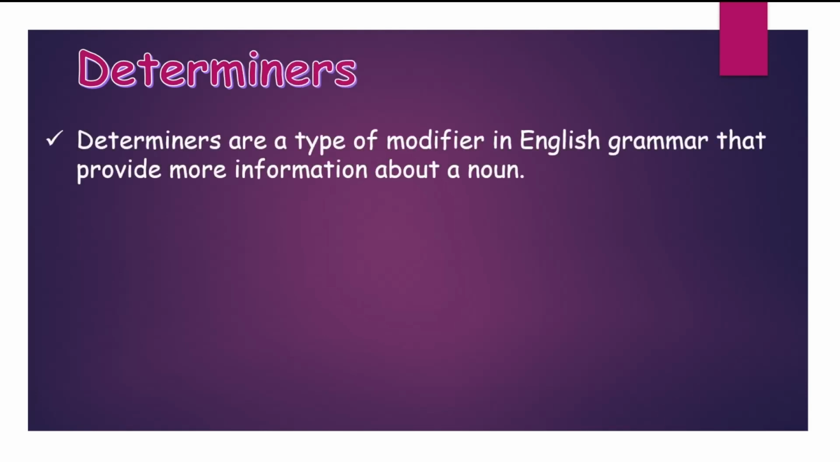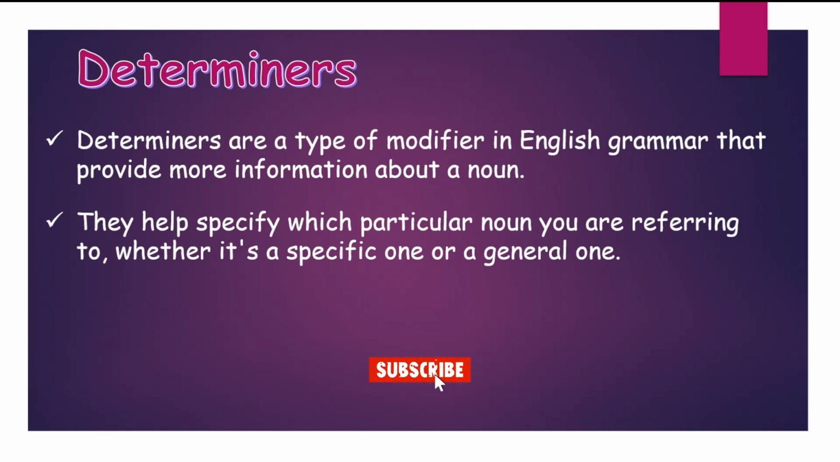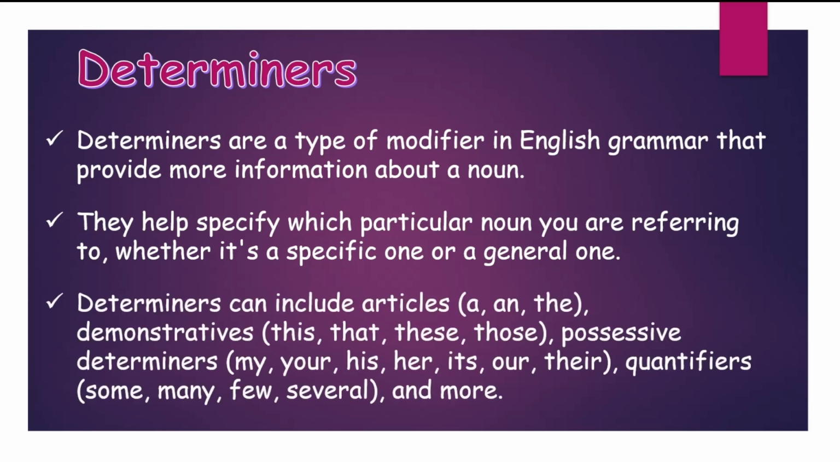Determiners. Determiners are a type of modifier in English grammar that provide more information about a noun. They help specify which particular noun you are referring to, whether it's a specific one or a general one. Determiners can include articles, demonstratives, possessive determiners, quantifiers, and more. Let's discuss it one by one.